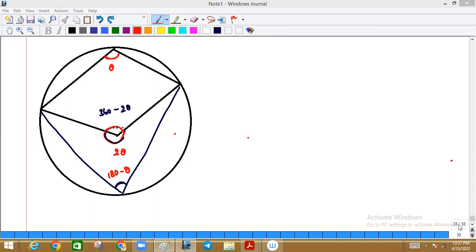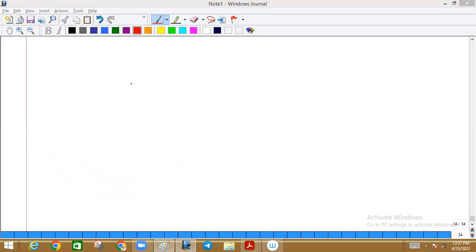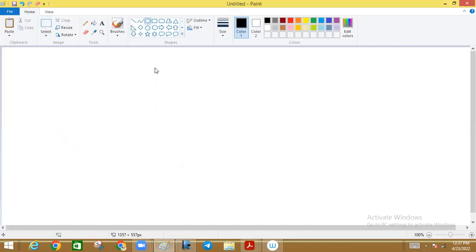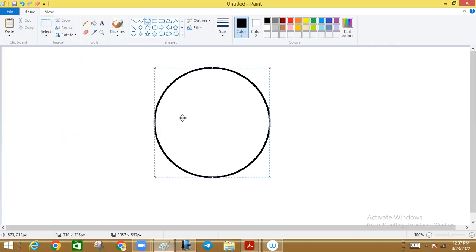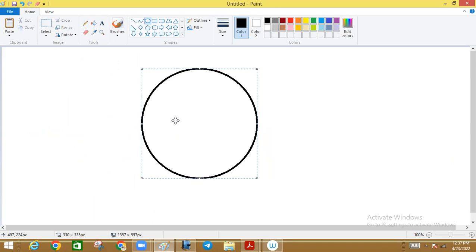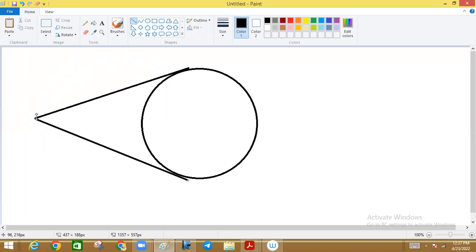Tell me, from an external point, how many tangents we can draw to a circle? There are only 2 tangents you can draw from an external point to a circle. This one. One more is this one, right? Center to the tangent, then center to the tangent. We know center to the tangent is always what? Right angle. Center to the tangent is right angle. Draw this line. Now see here.